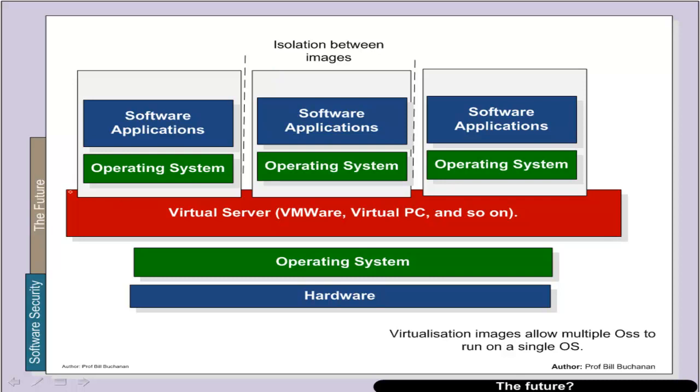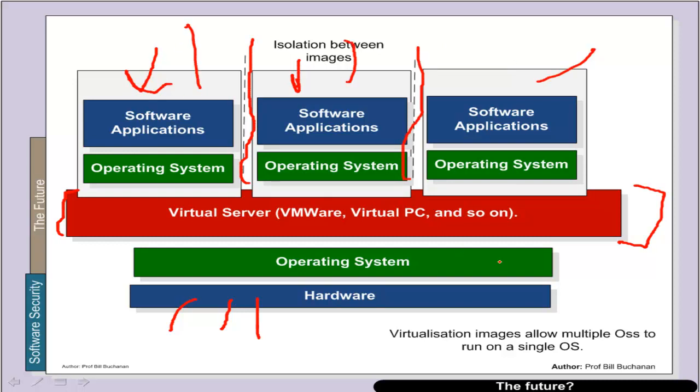Another change is likely as hardware becomes more powerful. We can move away from having applications and operating systems directly running on the hardware. It is now fast enough that we can have a virtual server. So VMware, Virtual PC and so on allow different images of an operating system to be run, each isolated from each other. This allows multiple operating systems to be run on the same hardware. So an Apple Mac computer could have a virtual server running Windows XP, another one running Linux, and so on.